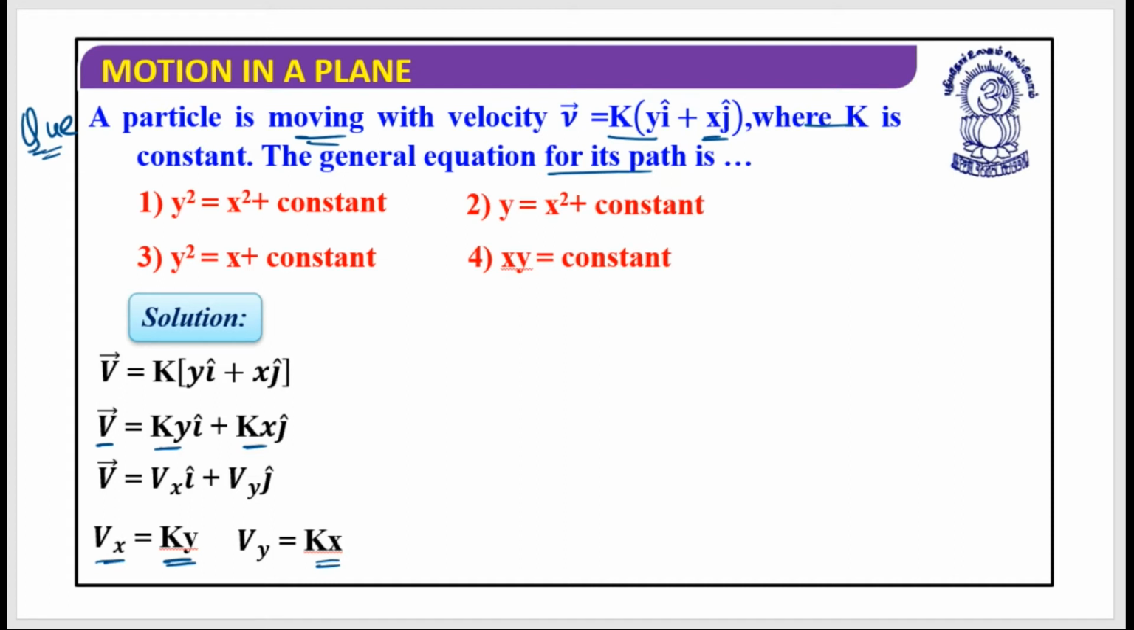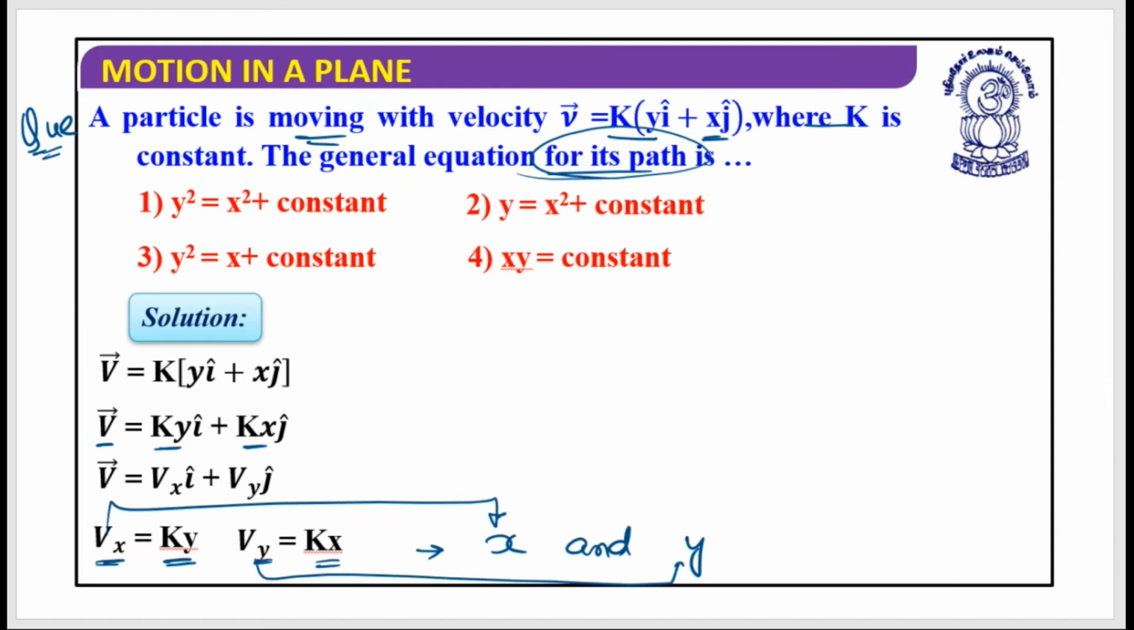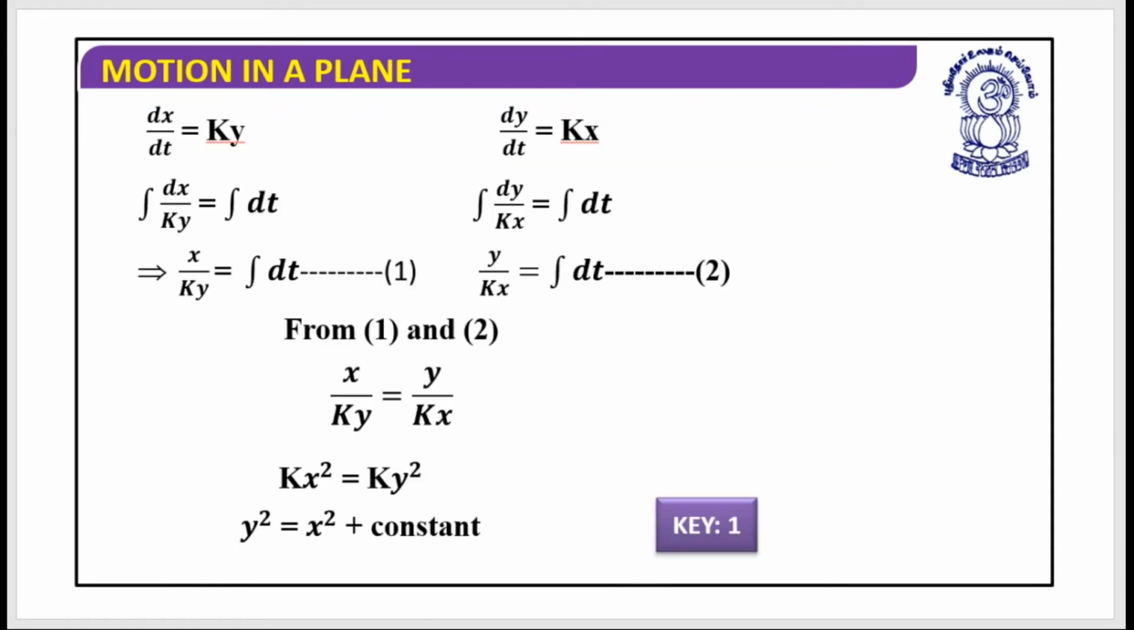So this is the velocity, and for the equation of its path you need to reach x and y. That means from vx to x and from vy to y you need to integrate. Yes, great, you understand it correctly. So to reach from vx to x you need to integrate it, from vy to y you need to integrate it. Let's have a look.